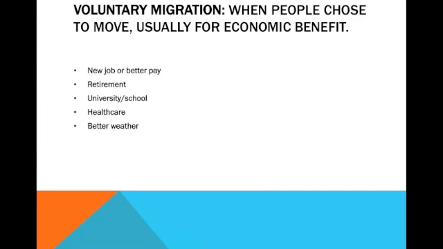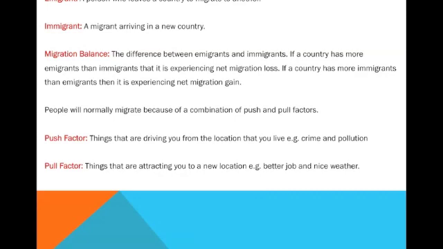Okay, voluntary migration, which is when people choose to move, usually for economic benefit. Some reasons for that are a new job or better pay, retirement, university or school. For instance, if you want to study in the States, then you go to the States for the universities, and then it's voluntary migration. Healthcare, for instance, in some places healthcare will be better or more affordable. If you have a disease like cancer, then you want to go to places where there's good healthcare. Also, people voluntarily migrate for better weather. For instance, people go to Monaco because it's always sunny and warm and pretty.